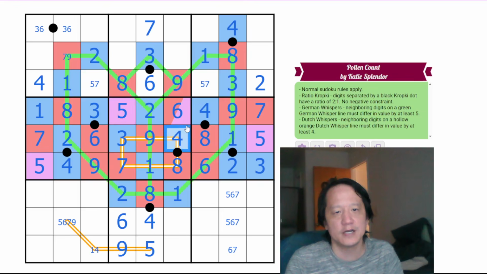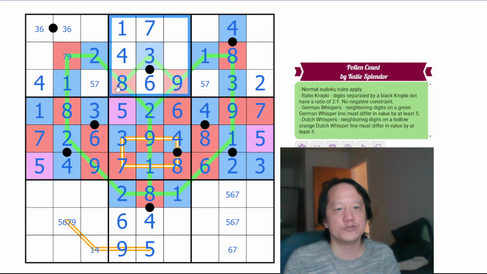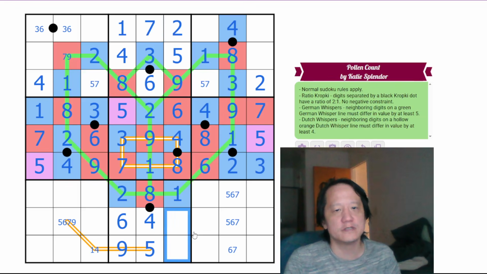And the remaining digits are 1 and 4, and this can't be 1 because of 1 in the row, so this is 4, which makes this 1 there. The remaining digits in this upper central box are 2 and 5, but this can't be 2 because of 2 in the row, so this is 5, which makes that 2. Remaining digits in column 6 are 3 and 7. We don't have any more information there.